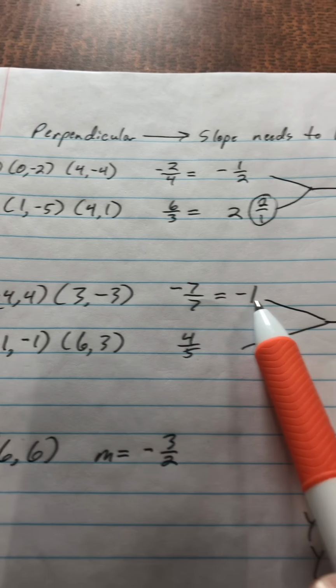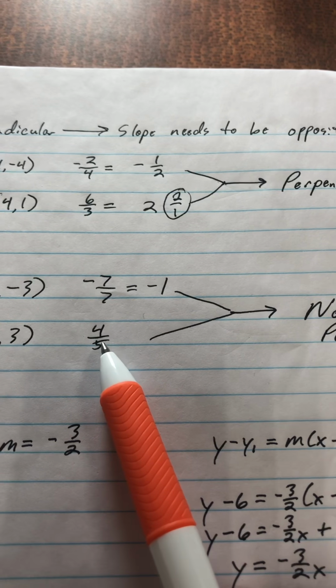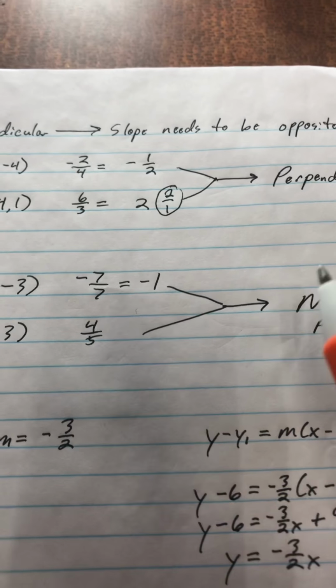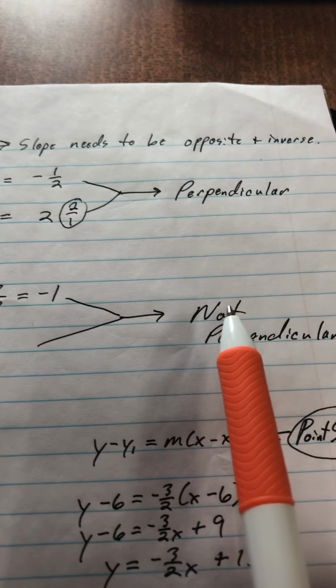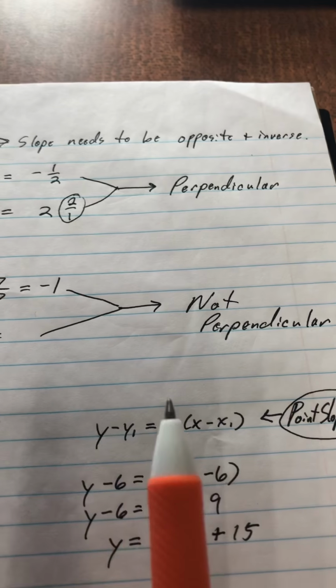If you take a look at 17, I take those points, and I figure out that this line has a slope of -1. This line has a slope of 4/5. It's not opposite inverse, so it's not perpendicular.